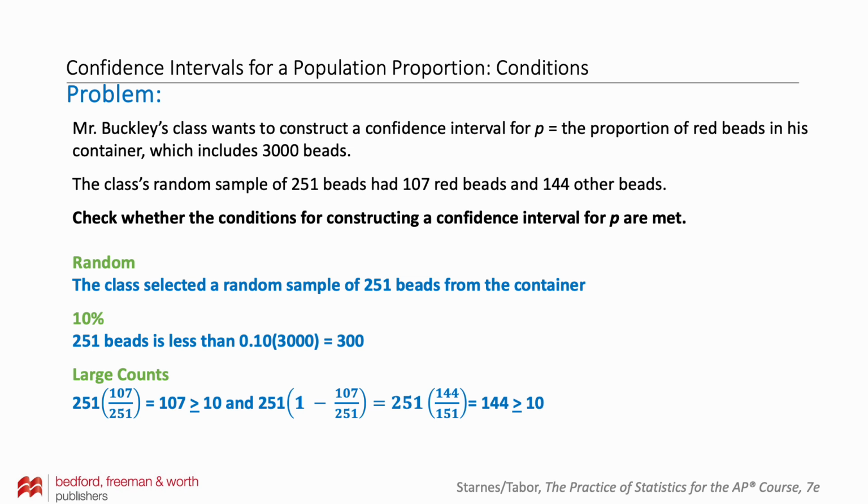Since this is talking about a proportion, we need to check large counts. The large counts are the sample size times the p hat, where our p hat here would be 107 red beads out of a total of 251, which gives us 107, which is greater than or equal to 10. And then 251, our sample size, times 1 minus our p hat, which gives us 144, which is greater than or equal to 10. Since all 3 conditions are met, it's safe to construct a confidence interval.